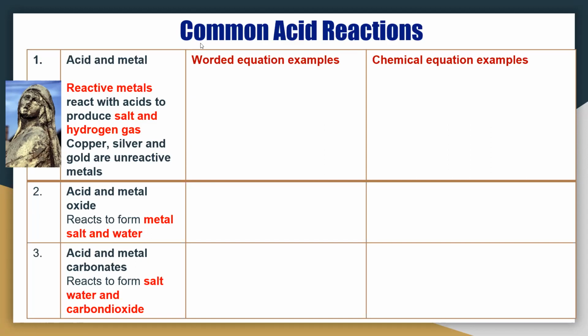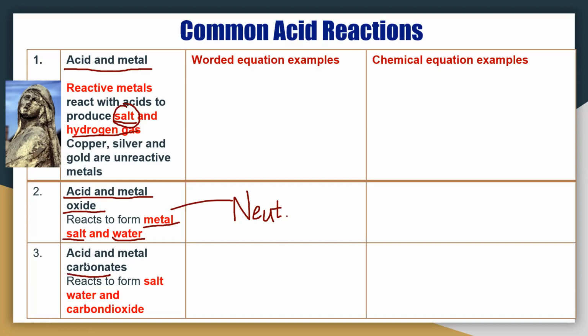Okay, hold on. So as you can see here, when an acid and a metal combine, usually the products are salt and hydrogen gas. The salt is a metal salt like magnesium chloride or sodium chloride. When an acid and a metal oxide react, they will form products of metal salt and water, as we saw in the previous slide. And that's a neutralization reaction, I'm just going to write neut. And then when an acid and a metal carbonate combine, because remember the word carbonate has the word carbon in it.